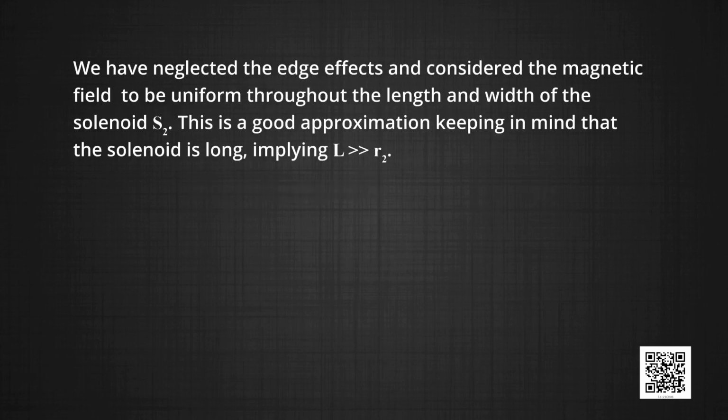We have neglected the edge effects and considered the magnetic field to be uniform throughout the length and width of the solenoid S2. This is a good approximation, keeping in mind that the solenoid is long, implying L is much greater than R2. Now, let us see what happens when current through solenoid 1 flows and due to it the flux associated with S2 changes.